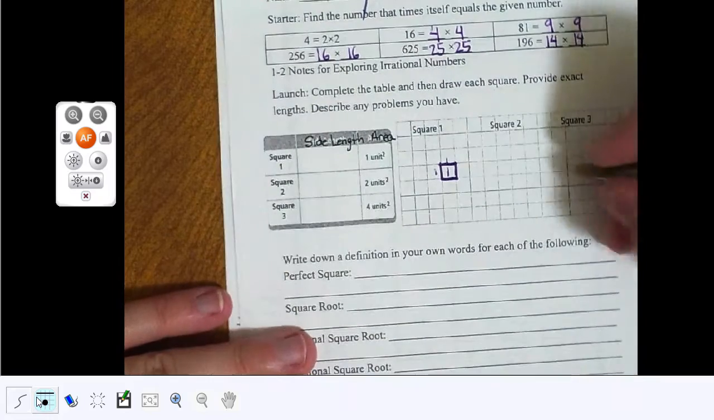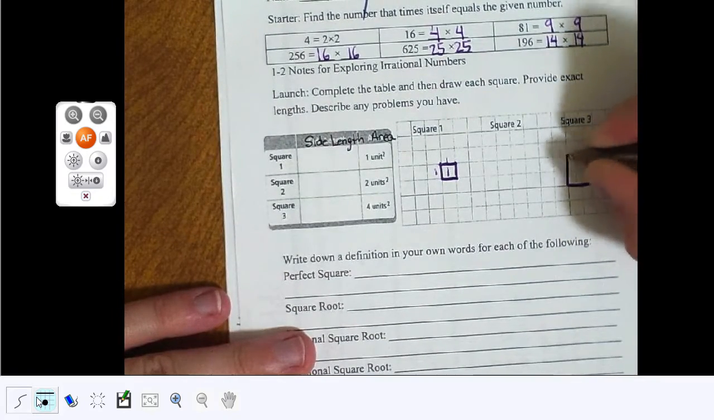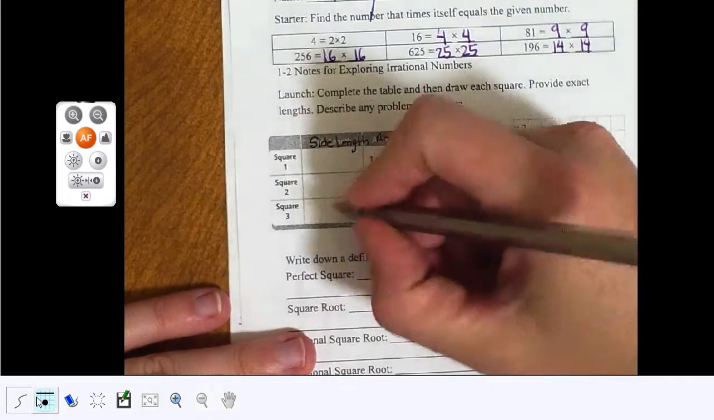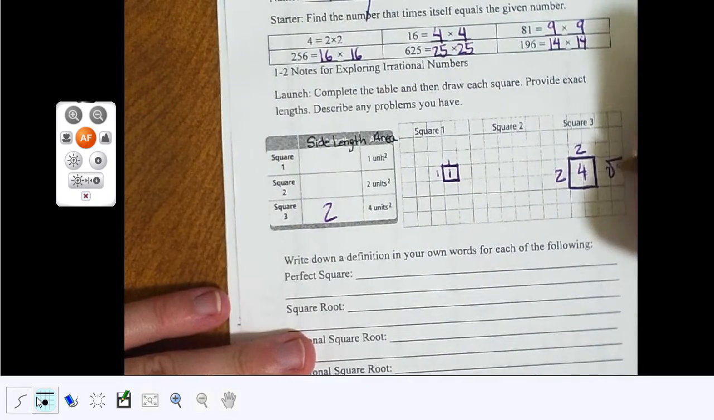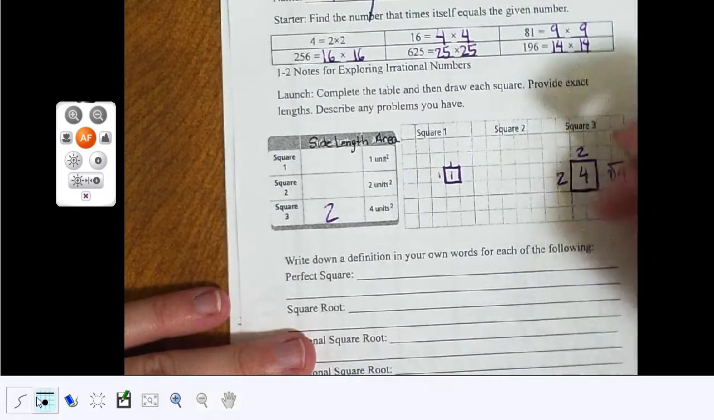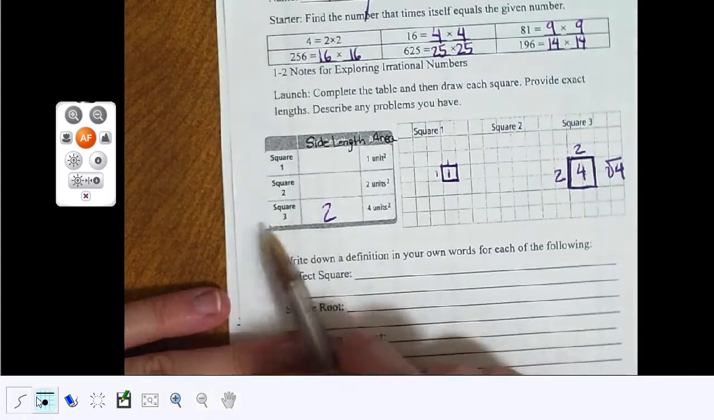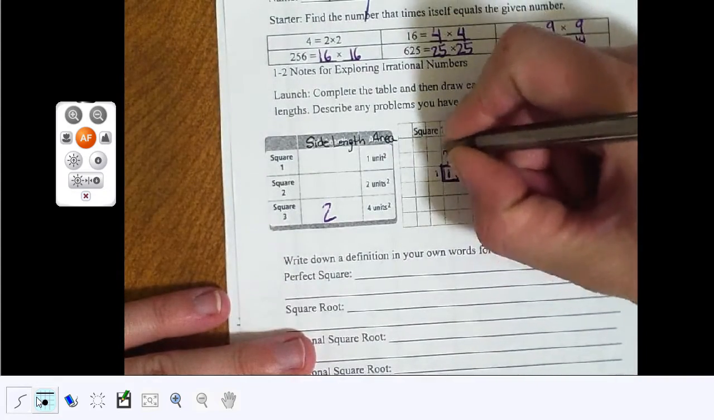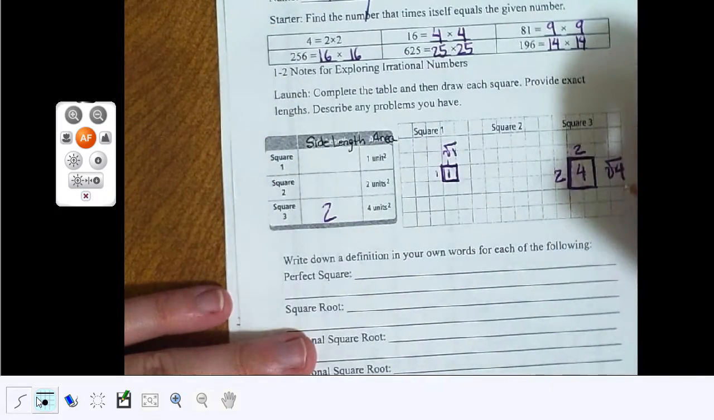Square with 4 units. If I make a box, it covers 4 units. This is 2, this is 2. 2 times 2 is 4, the area is 4. So if you have an area of 4, the square root of 4 is 2, because that's the side length of a square with an area of 4. And if you have a square with an area of 1, the side length is the square root of 1. That's the length when the area is 1.